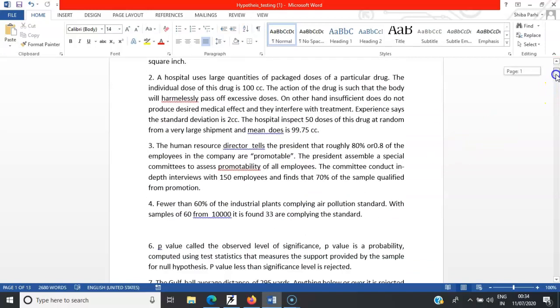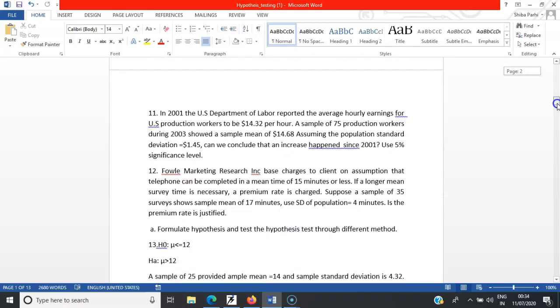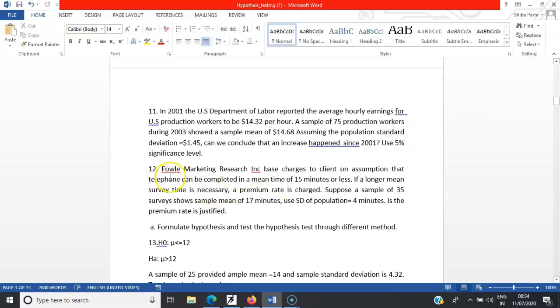Now let us see another example. A marketing research company bases charges to clients on an assumption that a telephone survey can be completed in a mean time of 15 minutes or less. If a longer mean survey time is necessary, a premium rate is charged. Suppose a sample of 35 surveys is taken, and a mean of 17 minutes is found. What is the claim? Is the premium rate justified?